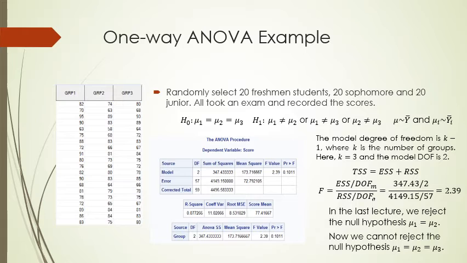In the last lecture, we tested the null hypothesis mu1 equals mu2 using a two-sample t-test. The t-statistic is 2.12 and the p-value is 0.041. Thus, we rejected the null hypothesis. In this lecture, we have the same data for the first two groups, but we cannot reject the null hypothesis. These two results seem contradictory.